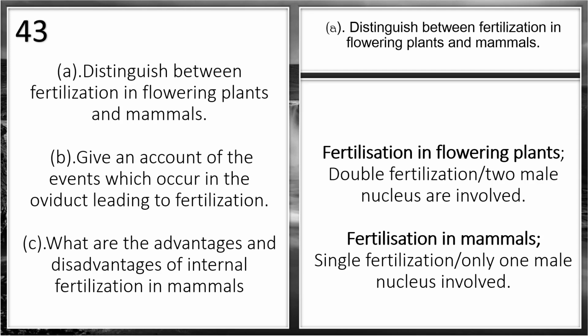In flowering plants, there is double fertilization. Two male nuclei are involved. In mammals, single fertilization. One male nucleus is involved.